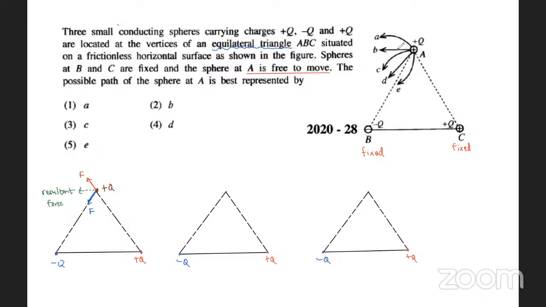Someone said the answer is B. So that's what it says. But the problem is they are asking for the subsequent path. Let's move that charge a little towards that side and see what's going to happen after that. You have to be a little careful. Let's say it has slightly moved like this. Who? The plus Q charge.